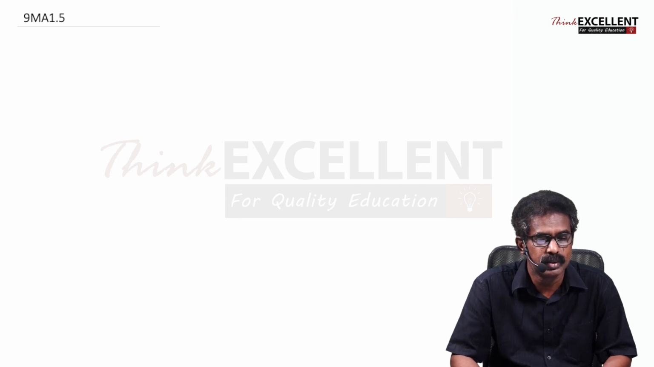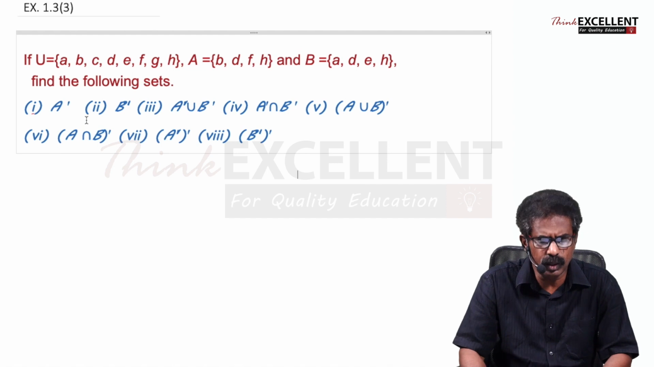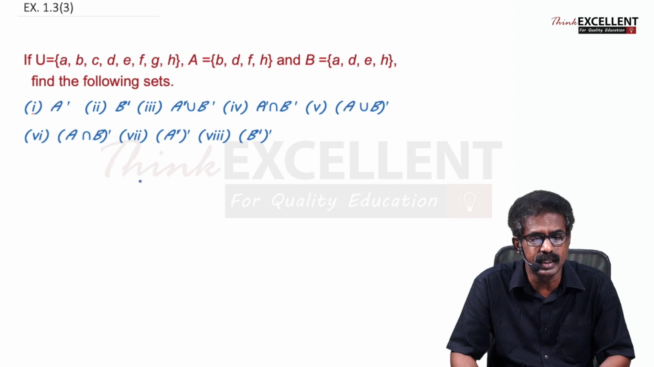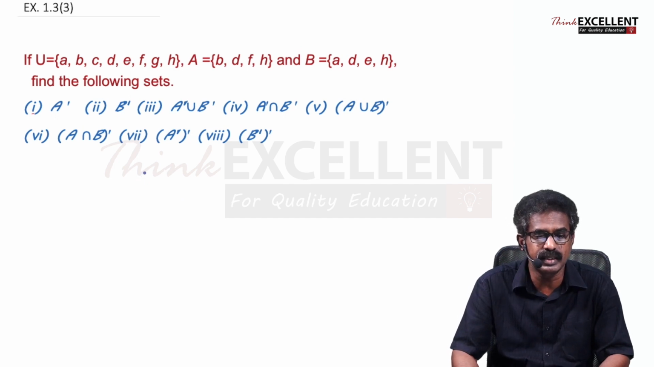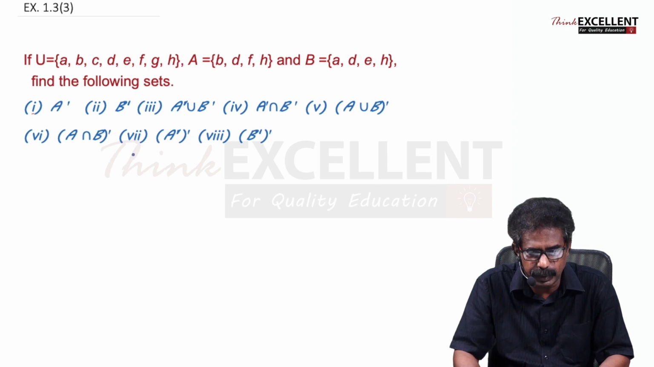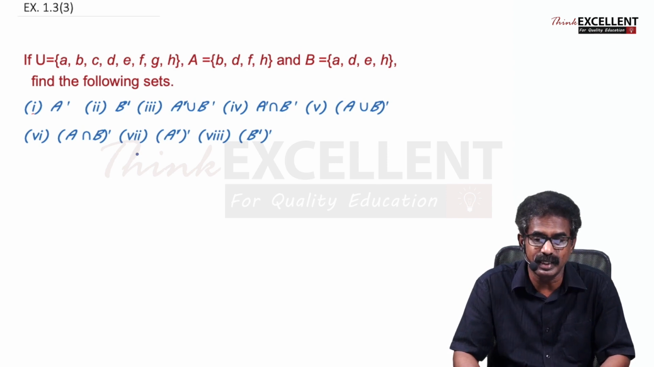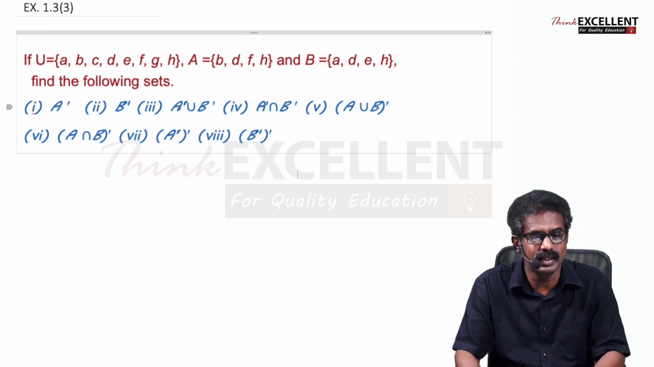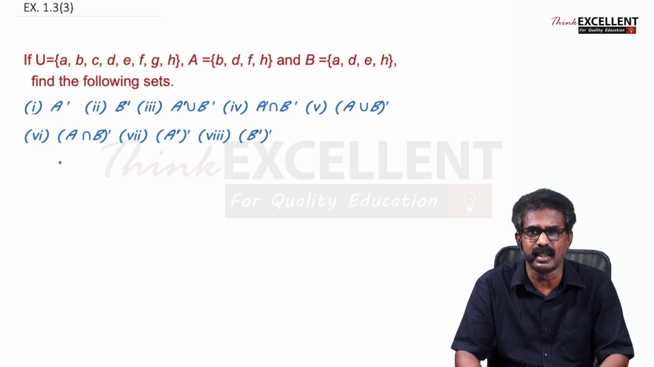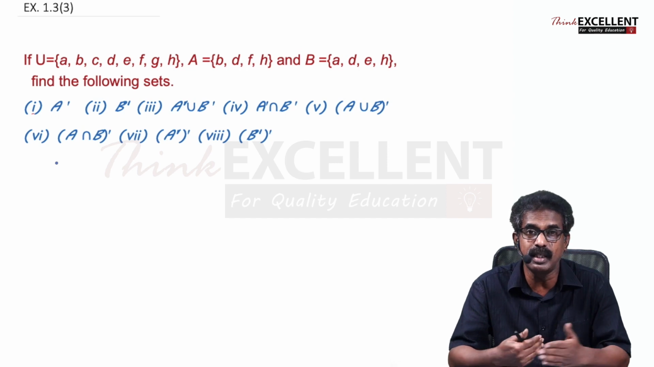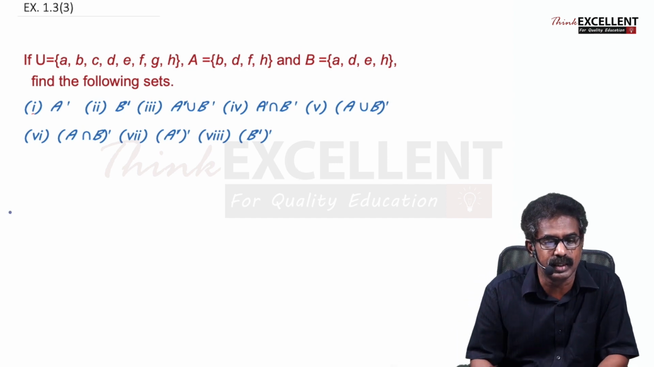Okay. So listen. Look at this question. All very simple things only. Universal set given A, B, C, D, E, F, G, H. A is the set B, D, F, H, and B is A, D, E, H. Then they asked to find the following. There are 8 subdivisions. I'll teach a few. I think you can do the remaining. They're asking for complements. A dash, what's the meaning of A dash? Elements not in A, but it must be in the universal set. A difference B, A minus B, is in A but not in B. Okay, let us see the first one.